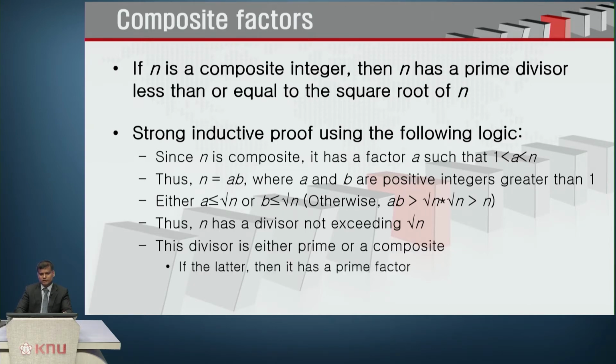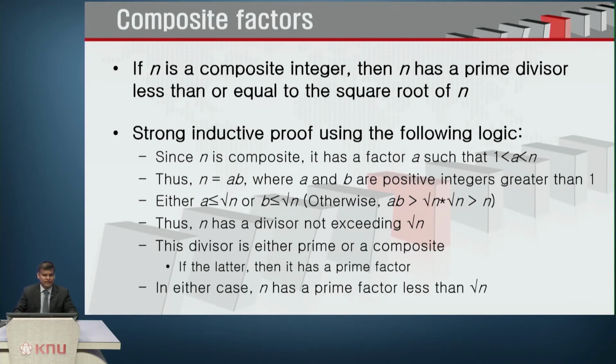With this thought, we can see this divisor is either prime or a composite. So if it is a composite, then it has a prime factor. That is the point. If n is a composite integer, then n has a prime divisor less than or equal to the square root of n. So in either case, n has a prime factor less than or equal to root n. That is the point here.